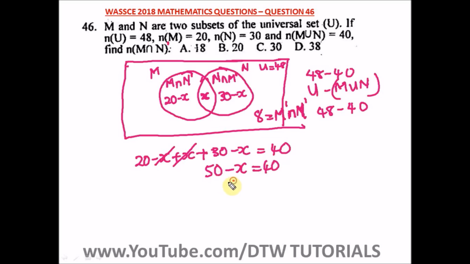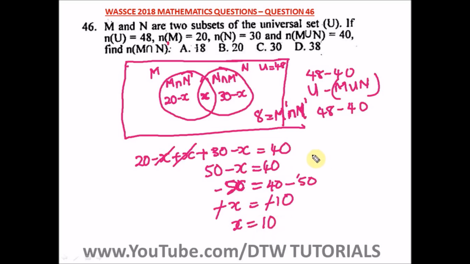Let us drop down our negative X here, equal to 40. Let me take 50 to the other side. We have minus X is equal to 40. Taking minus 50 to this side, we are going to get minus 50. So we have minus X is equal to 40 minus 50, which will give us minus 10. And this minus will cancel out this minus. X is equal to 10.